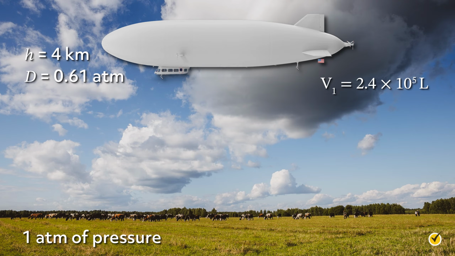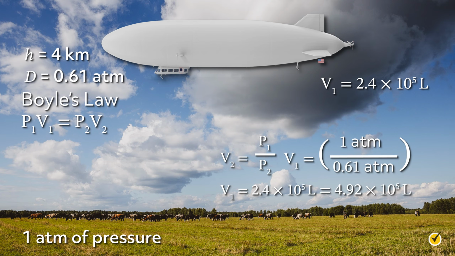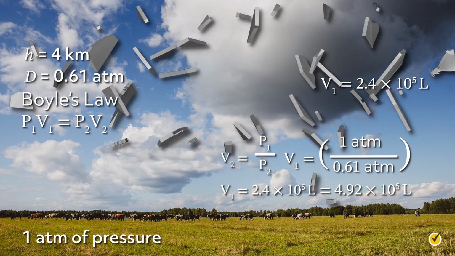Furthermore, if the temperature is constant, we know that the Zeppelin will expand with a decrease in pressure. If the Zeppelin can expand to a maximum volume of 3 times 10 to the 5th liters before bursting, will the Zeppelin explode when it reaches that height? Of course, with the given conditions, we can use Boyle's law to figure this out. This time, we need to solve for V2 equals V1 times P1 over P2. Then, plug in the numbers. The value obtained from Boyle's law exceeds the maximum volume allowed, which means that the Zeppelin would indeed explode.